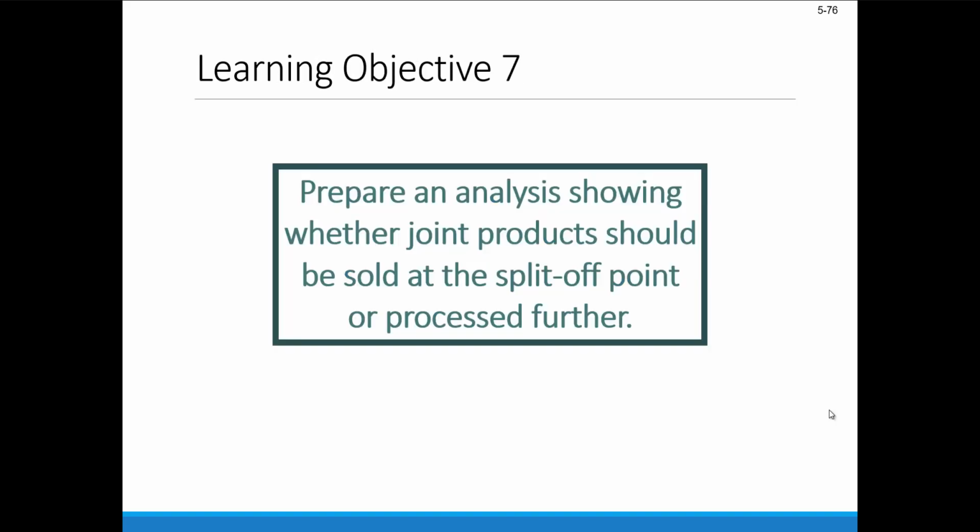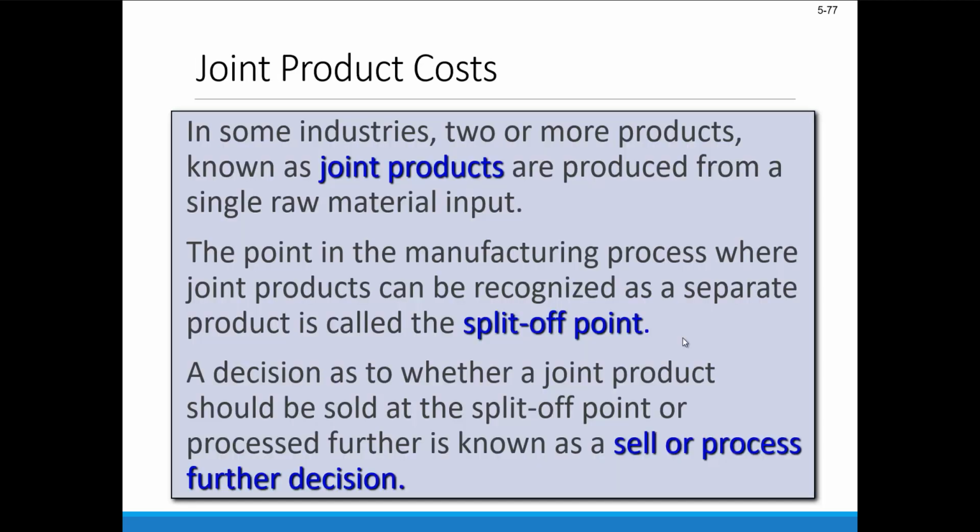And that brings us to our final learning objective, number 7, which is to prepare an analysis showing whether joint products should be sold at this split-off point or processed further. So in several industries, 2 or more products known as joint products are produced or come from a single raw material input. And the first example I always think of, and we use it in the text as well, is crude oil. A lot of things come from crude oil, right? Gas, chemicals, and so on.